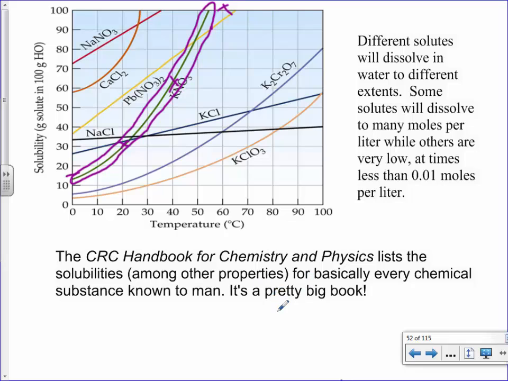Typically what we can do is we can actually look up solubilities. There's actually a big book, a handbook for chemistry and physics, that has all sorts of different data numbers in it. I have one. It looks like this. It is thick. And basically it's just tables upon tables of data. So usually we can just look this stuff up. But we'll often try to do a lab to confirm that whatever the data is in here or on that graph is what we also get doing an experiment.